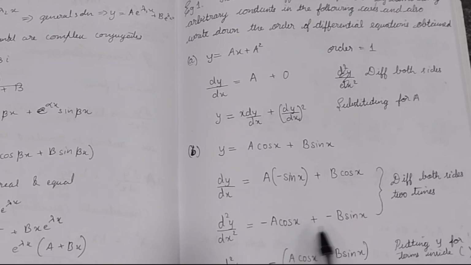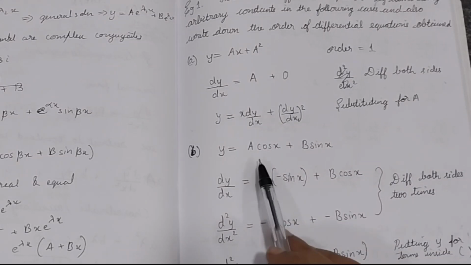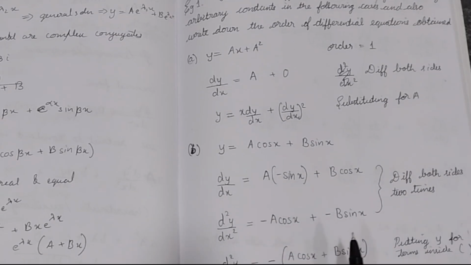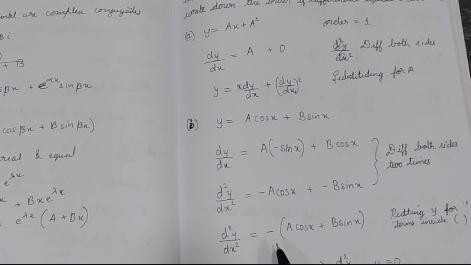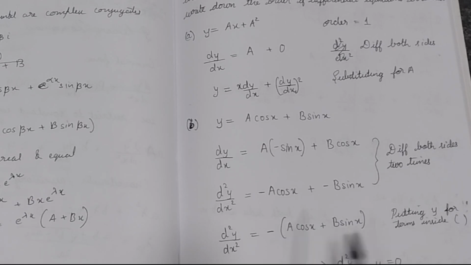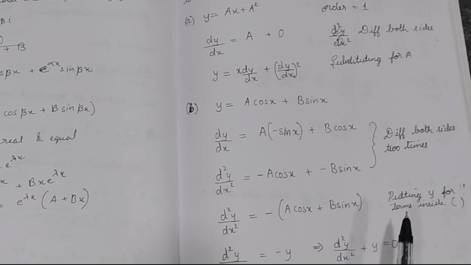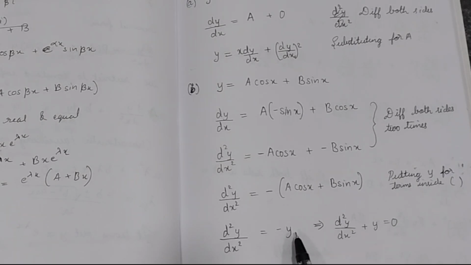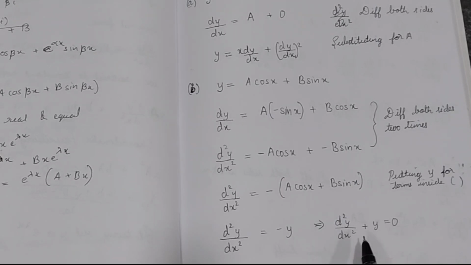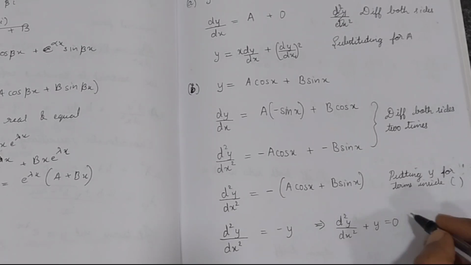Now if you notice this is actually the negative of y, right? So we can write d square y by dx square is equal to minus of a cos x plus b sin x, which is equal to minus of y. d square y by dx square is equal to minus y. Now taking this minus y to the LHS, we will get d square y by dx square plus y is equal to 0. Now what is the order here? Order is 2.